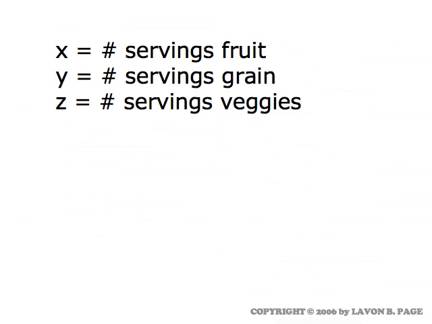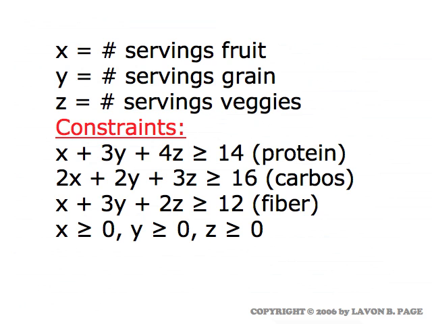So we begin with X being the number of servings of fruit, Y the number of servings of grain, and Z the number of servings of veggies. The constraints given verbally in the problem translate into a protein constraint inequality, a carbohydrate constraint, and a fiber constraint. And as usual, we have our non-negative constraints. The protein constraint, for example, comes from the fact that the amount of protein obtained from fruits plus the amount of protein from grains plus the amount of protein from vegetables has to be at least the minimum daily requirement for protein, and similarly for carbs and for fiber.